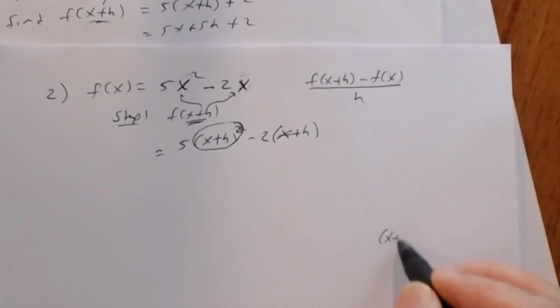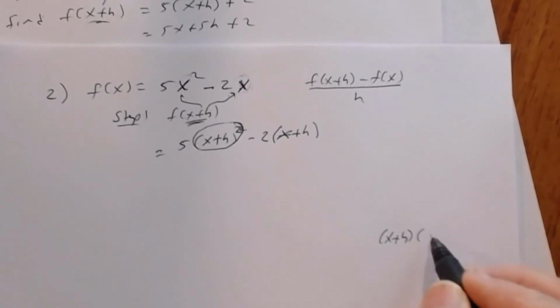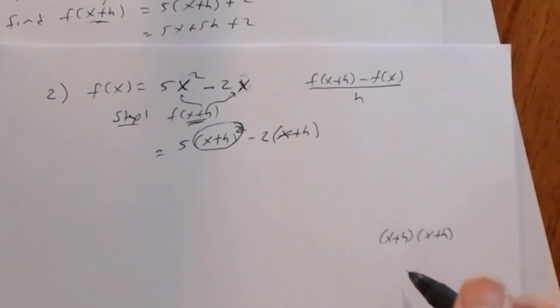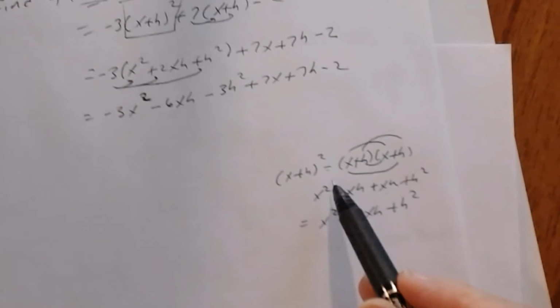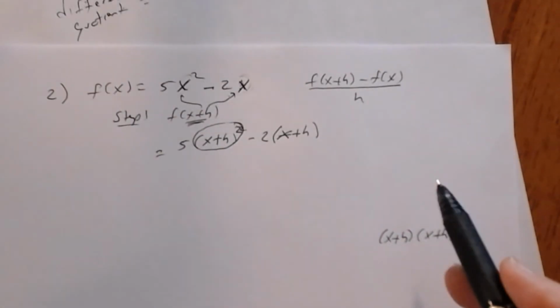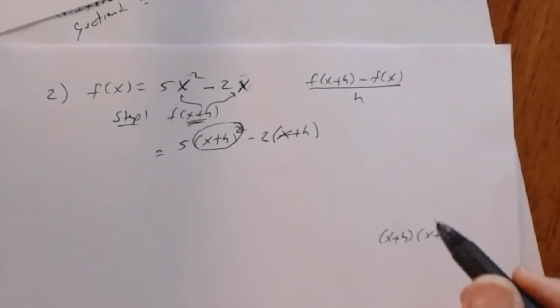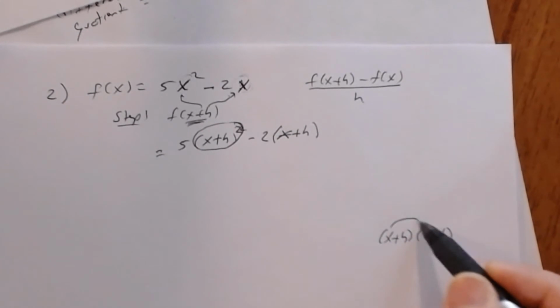All right, so I have (x plus h) squared, which means (x plus h) times (x plus h). But remember, we did that a while ago. Remember that? That was this. So you FOIL it out, and if you don't remember, and most of you won't, which is fine, you just FOIL it out. You have the time.